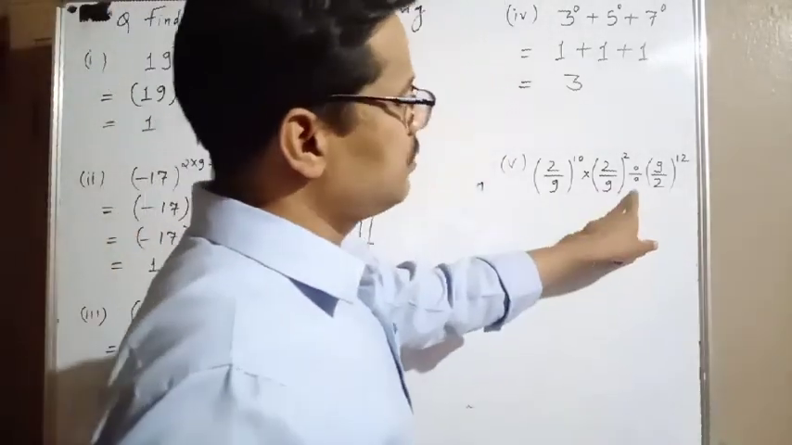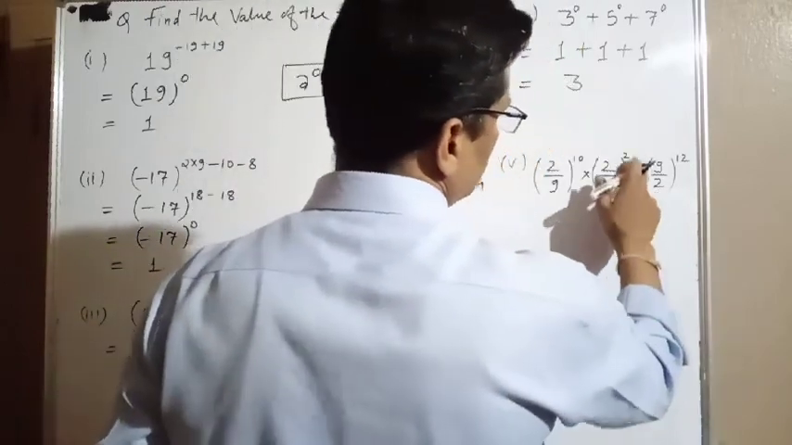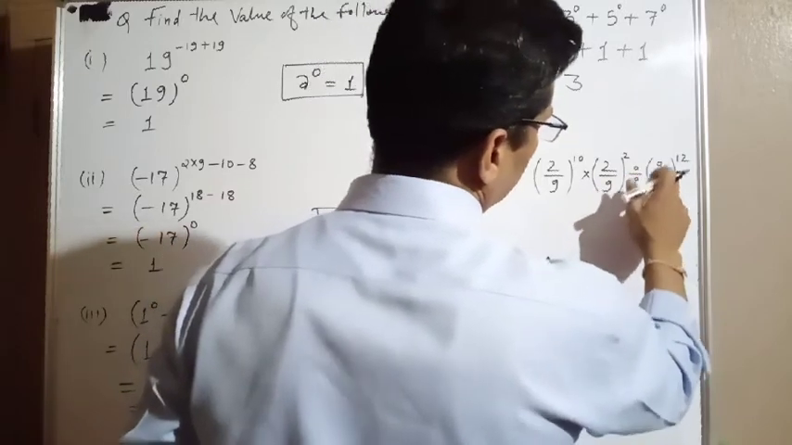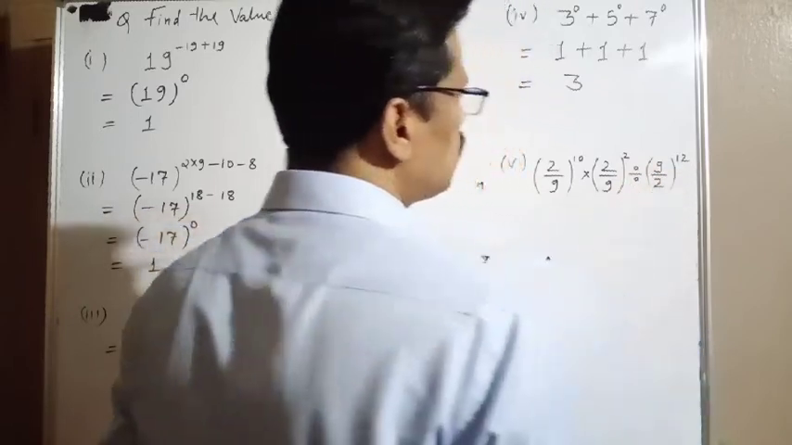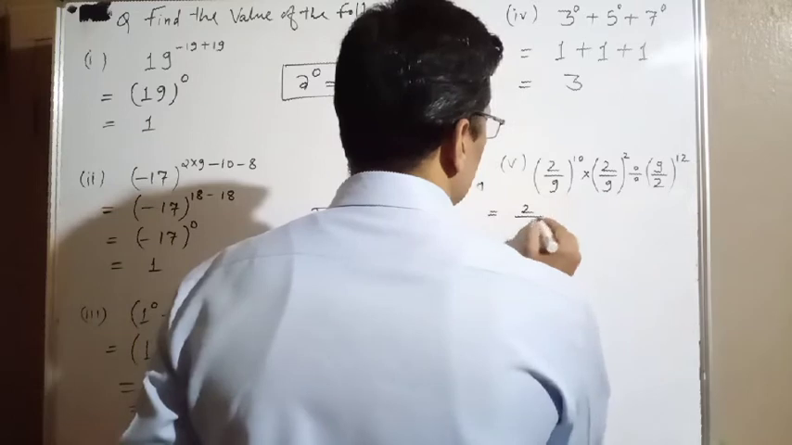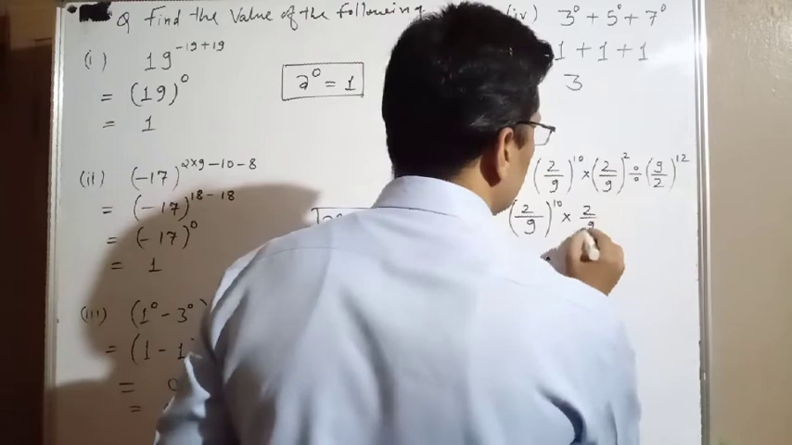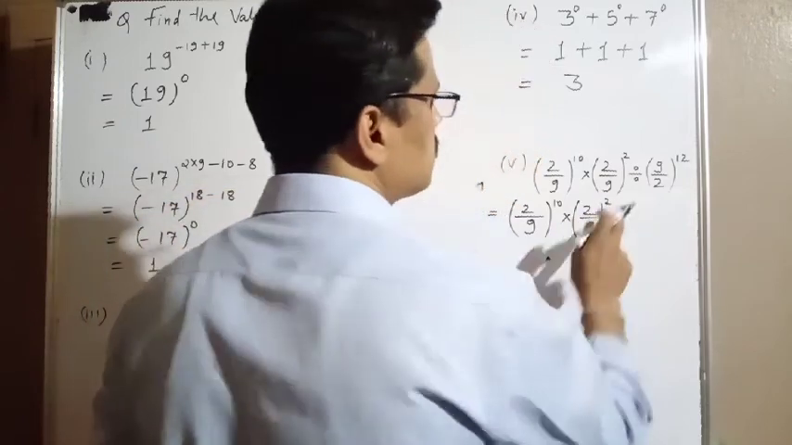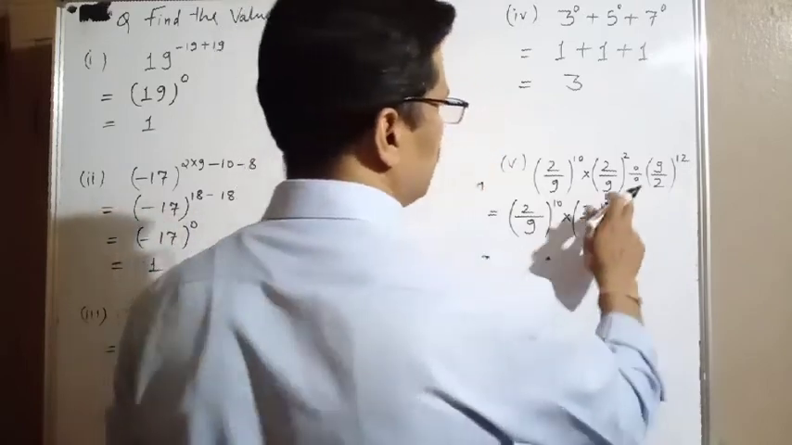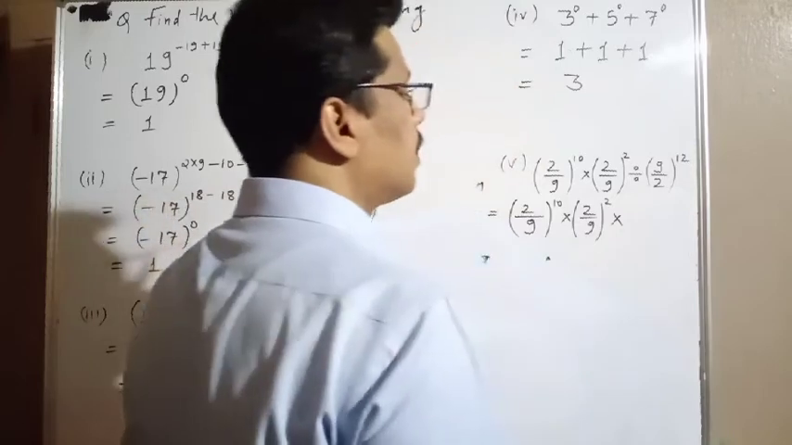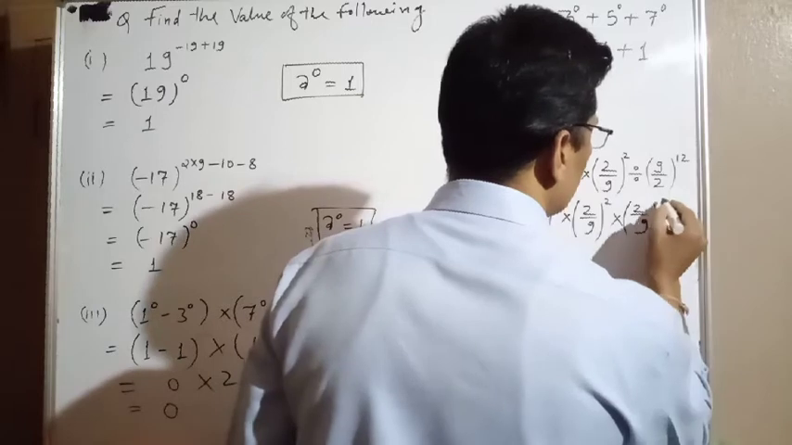If I want to solve this division sign, we will use the reciprocal property of a rational number. If I want to change the division sign into multiplication, I need to write the reciprocal of this number. The reciprocal of 9 upon 2 is 2 upon 9. Let's see: 2 upon 9 power 10 into 2 upon 9 power 2 will come as it is. So the division sign is converted into multiplication using the reciprocal property, and 9 upon 2 becomes 2 upon 9 power 10.